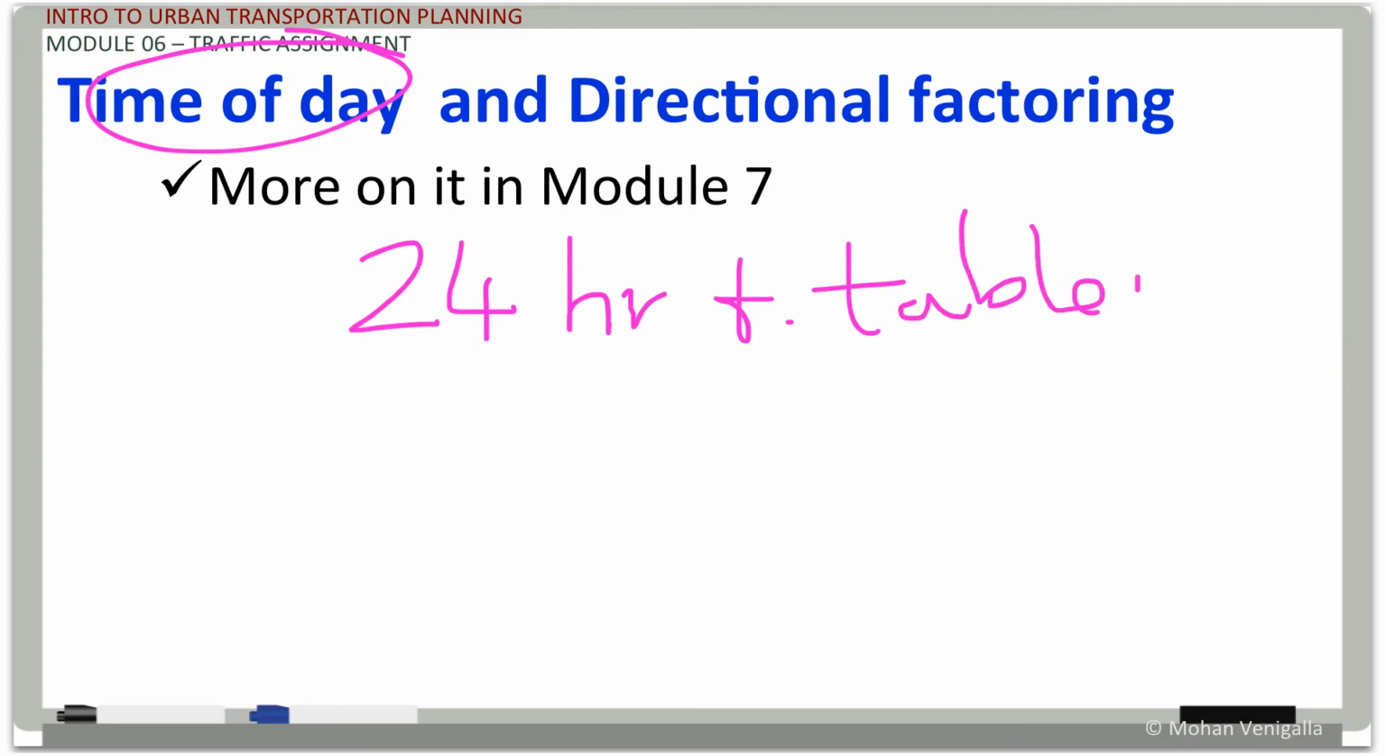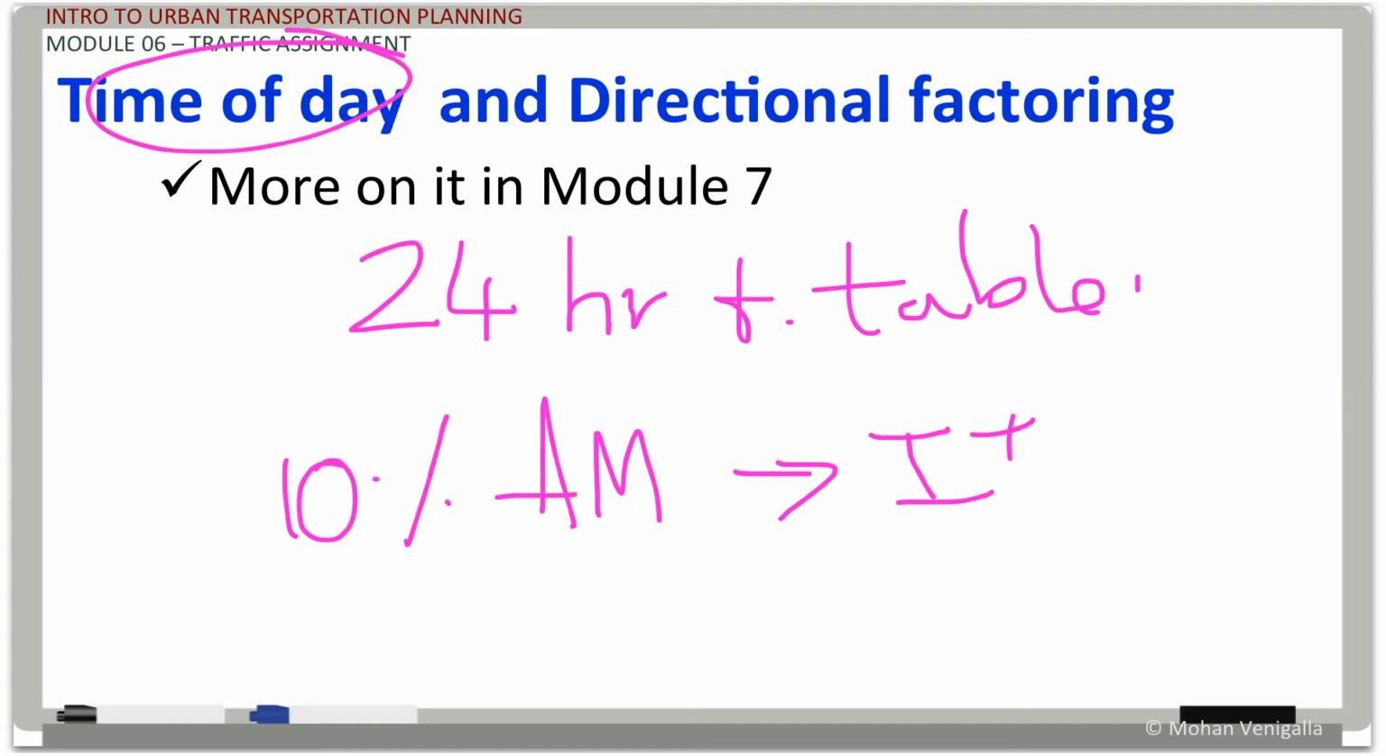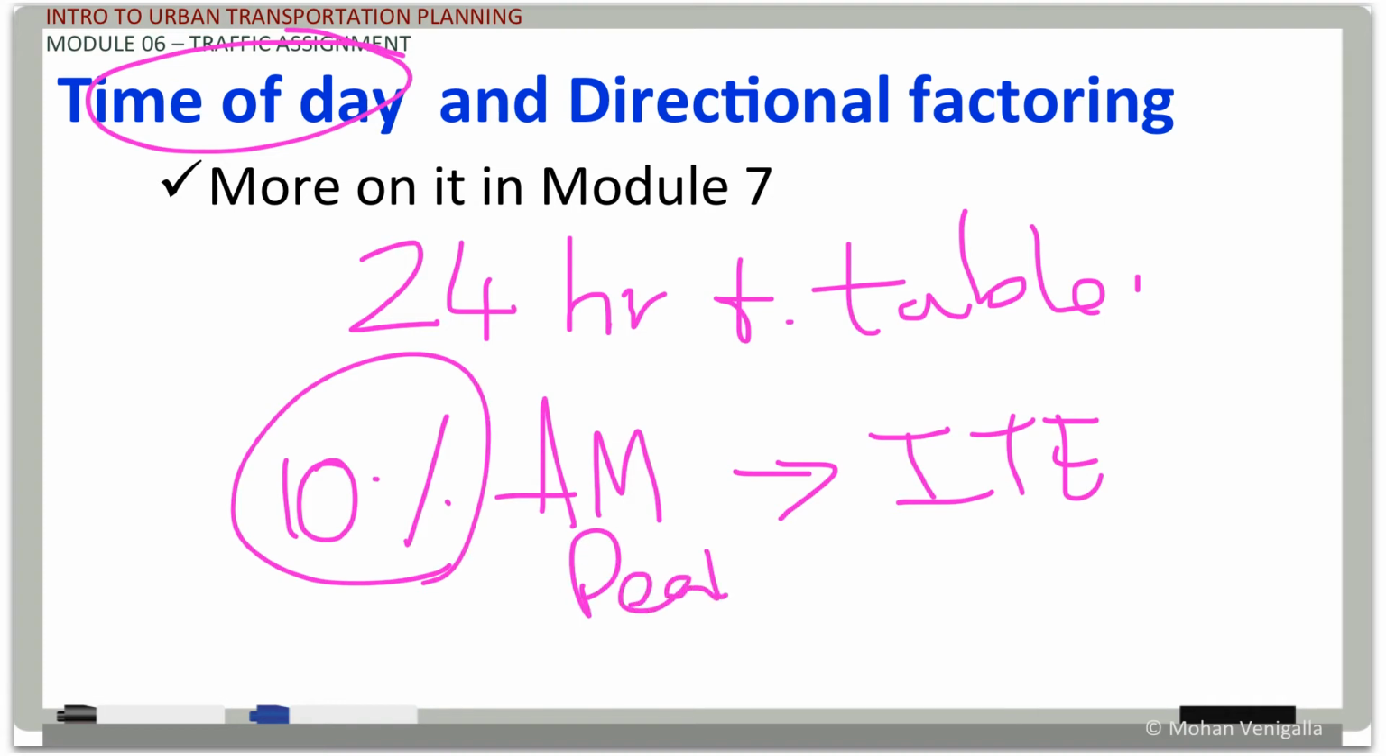So imagine, what is the percentage of trips you make in the morning versus afternoon? Just like in your household, the entire region has a certain split in a daytime, in any given day. So maybe about 10% in AM peak. You have seen this in the ITE trip generation manual, right? So 10% of the trips coming in AM peak, something like that.